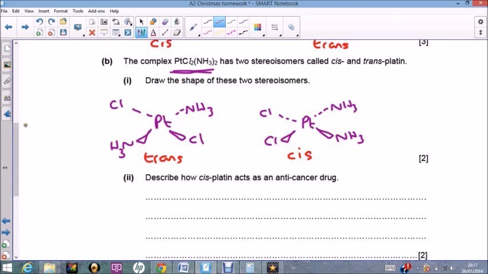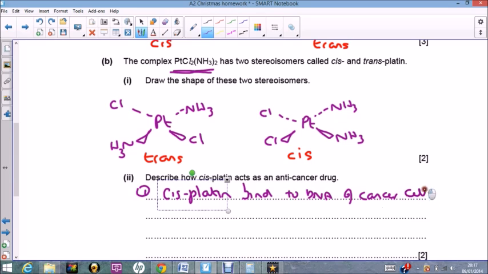1 mark for each complex. Underneath that it says explain how cisplatin acts as an anti-cancer drug, so we get 1 for saying that cisplatin binds to the DNA of cancer cells, and 1 for saying it stops the cancerous cells from reproducing.